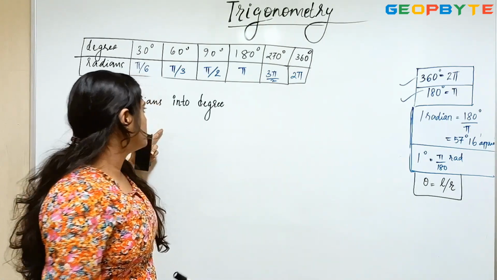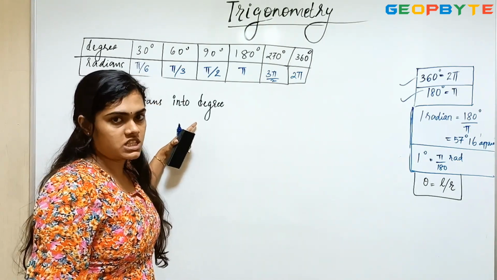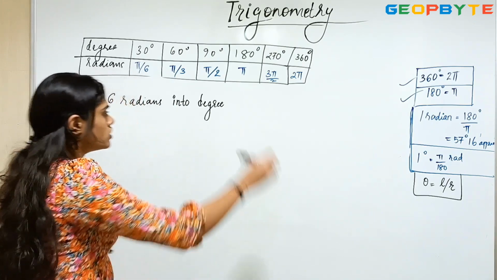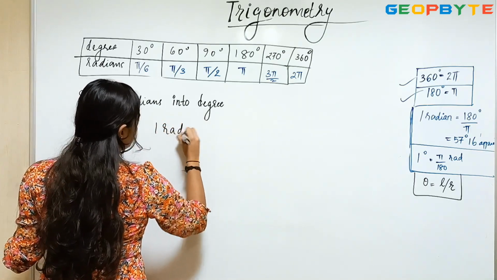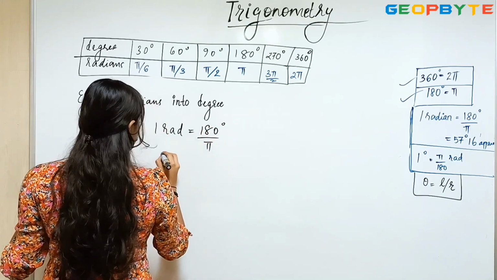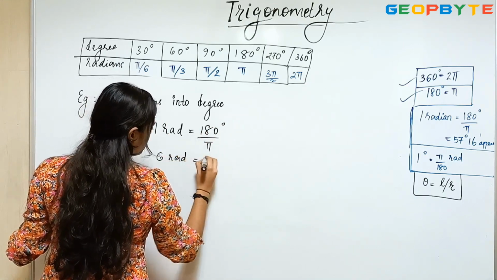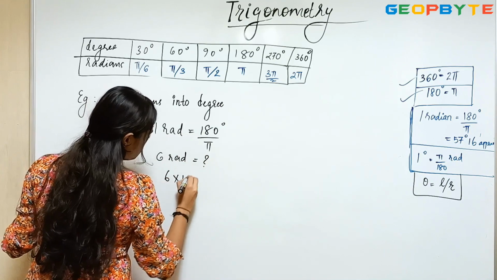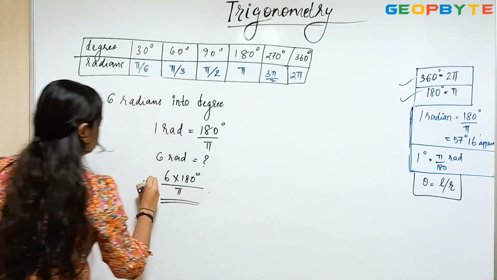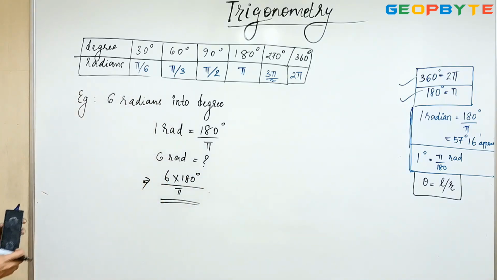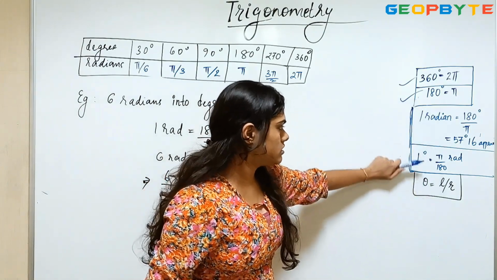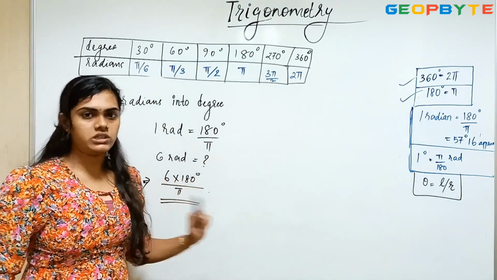In the previous example, we checked how to convert degree into radians, and now we'll learn how to convert radians into degree. So we know that 1 radian is equal to 180 degree by pi. So what would it be for 6 radians? It would be 6 into 180 degree by pi. So it's actually very easy if we know either this or this or this. So we should keep either one in mind.